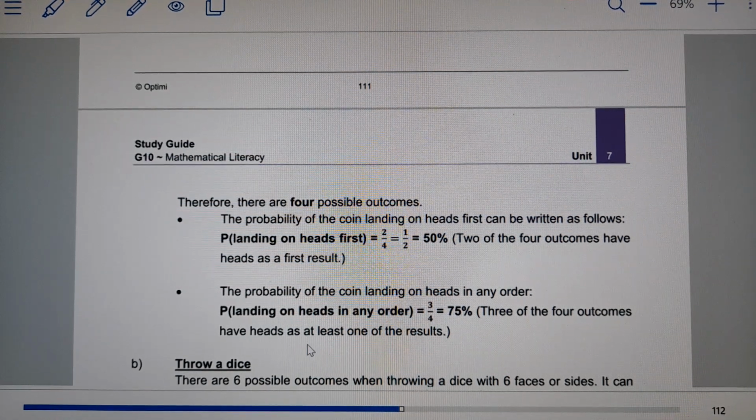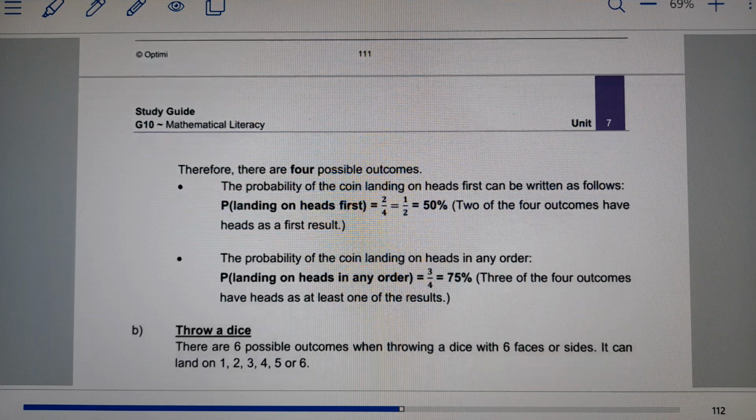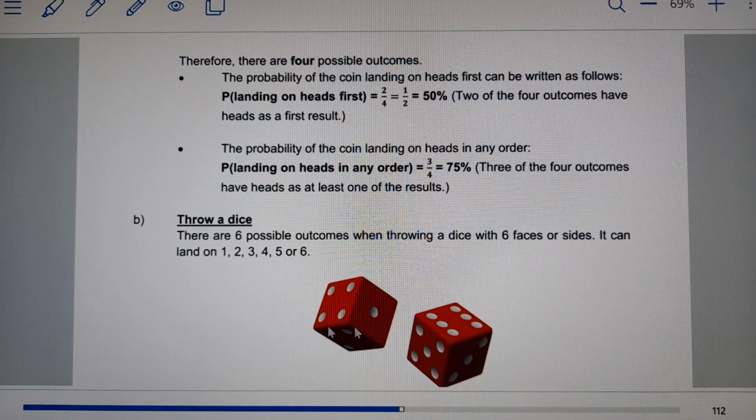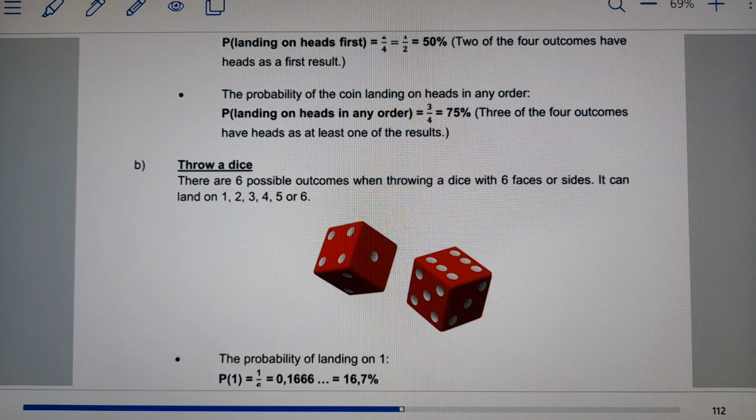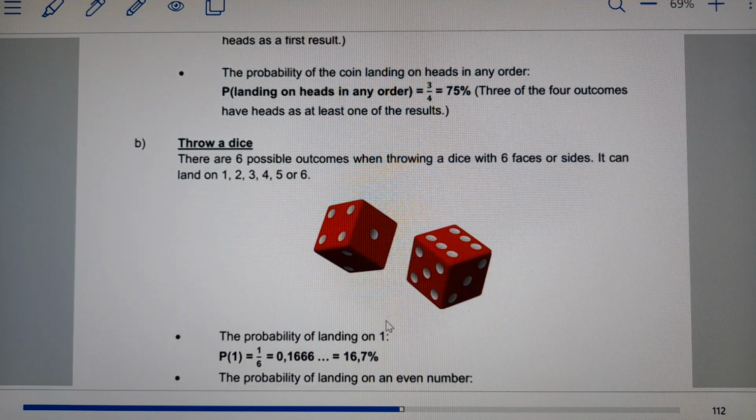Okay, and let's look at another experiment, throwing a die. There are 6 possible outcomes when throwing a die with 6 faces or sides. It can land on 1, 2, 3, 4, 5, or 6. Okay, so now let's look. The probability of getting a 1, if you only throw one die, in this case, is only 1/6, and you can convert that into a percentage. And we get 16.7%.